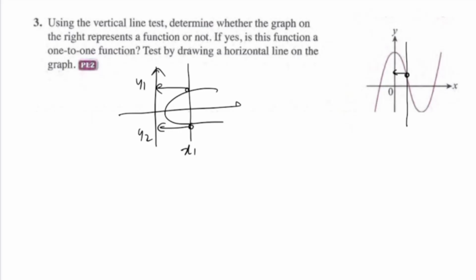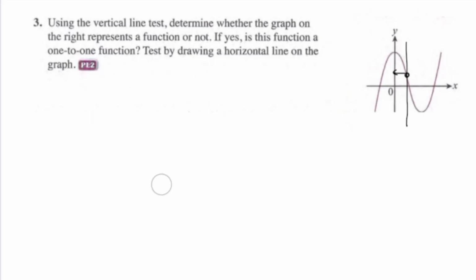So when you draw a vertical line downwards and it only crosses at one point, we know an object here will have only one image. So is it a function? Yes, so you can say it's a function. Just write a function.